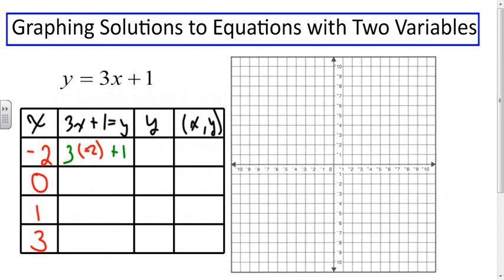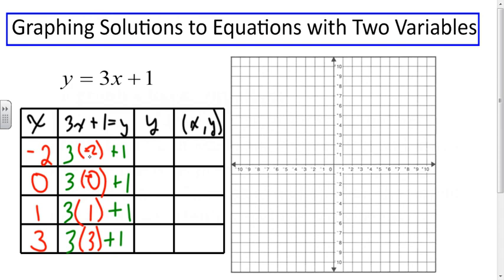And I've still got my 0 here, sorry, x is 0 here. 3 times 0 plus 1. X is 1 here. So I've got 3 times 1 plus 1. And x is 3 in my last one. So I have 3 times 3 plus 1. And now I just want to solve all of these here.